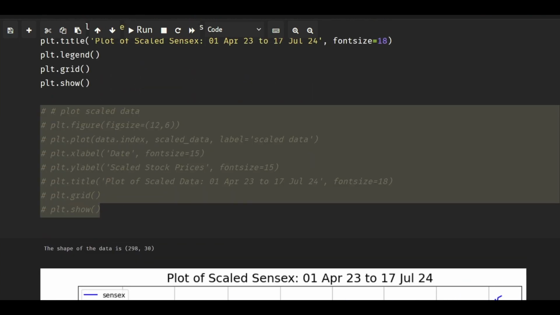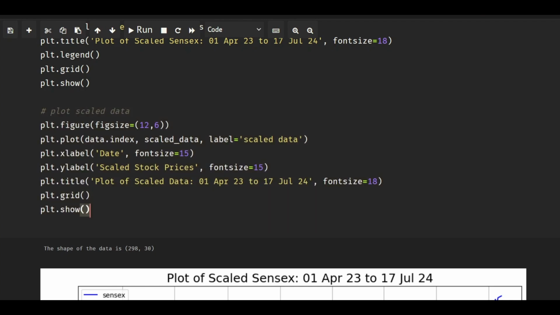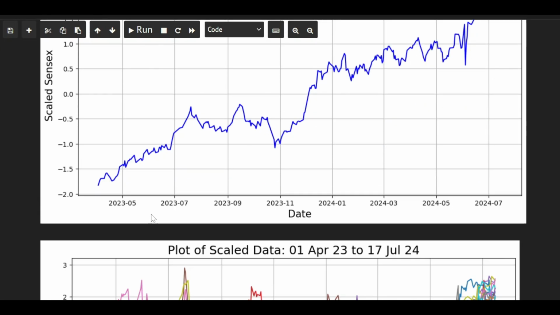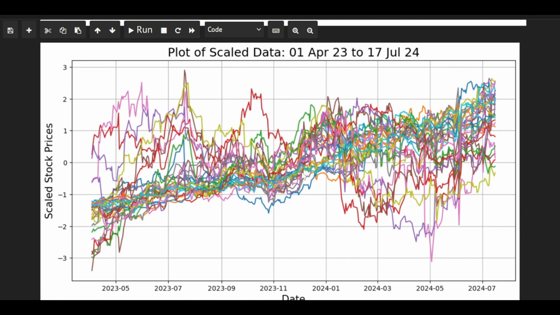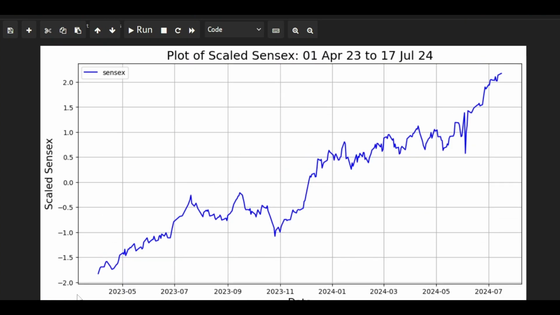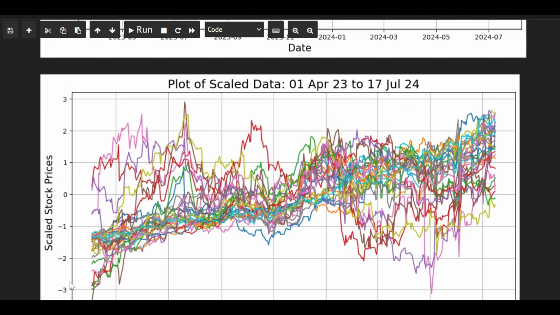And lastly, I'm going to plot all the scaled down stocks. And as you can see, these stocks have now become comparable with each other. These are the 30 companies, 30 assets, and these are the stock prices. Now these numbers are varying between 3 and -3. So Sensex is varying between 2 and -2, and the stock prices are varying between 3 and -3. This is exactly what the normalization process is.